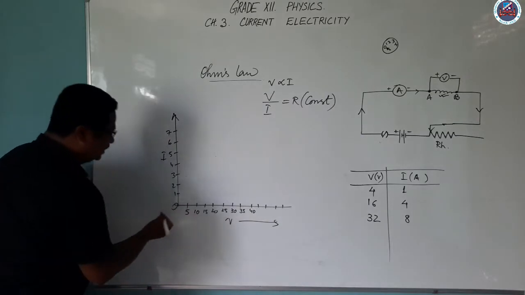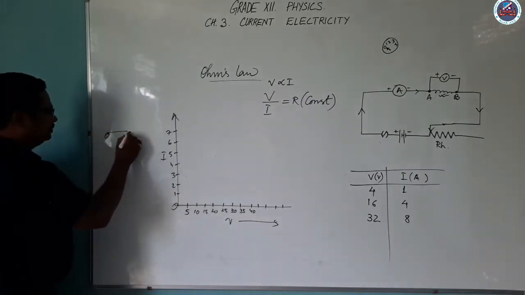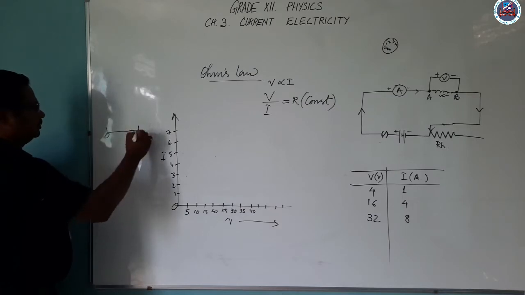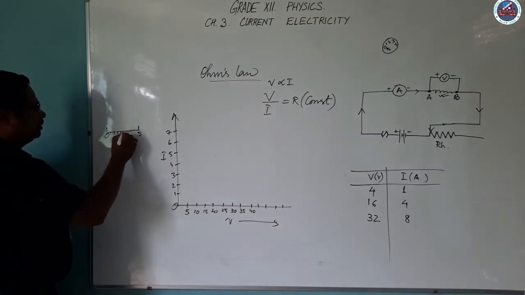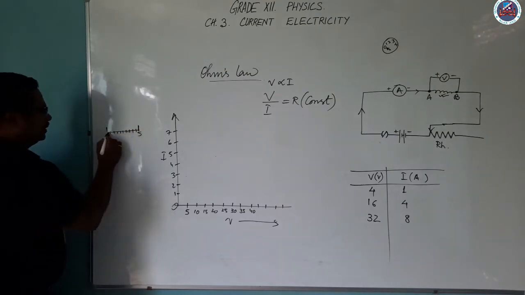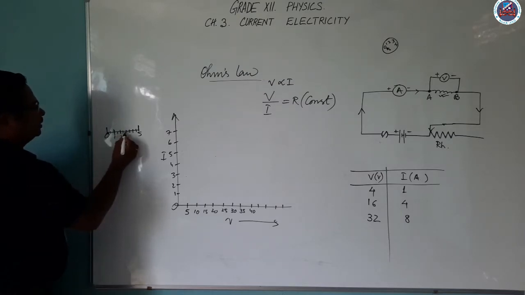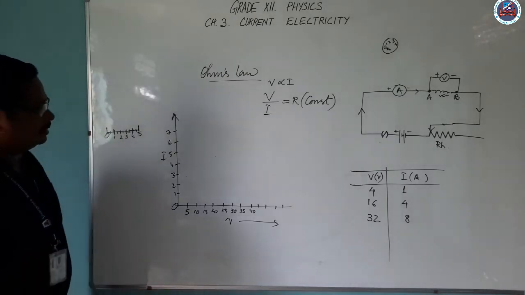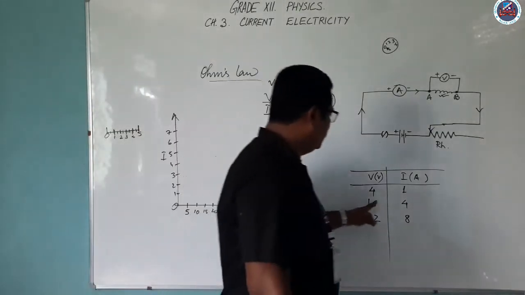From here to here there are 10 divisions, 0 to 5 there are 10 divisions. The 0 marking, this is 5. 1, 2, 3, 4, 5, 6, 7, 8, 9, and this is the 10th line. So if I go 2 steps, it will be counted as 1. Another 2 steps, it will be counted as 2. This is 3, this is 4, and after this 2 it will be 5. So now let me plot it.